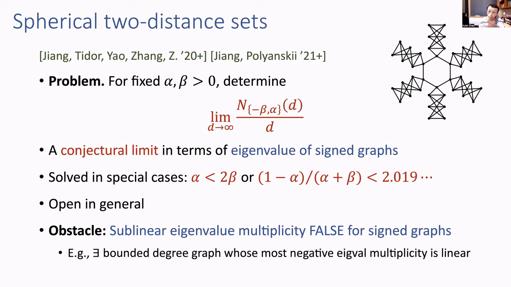As an example, here is a bounded degree graph. Okay, so I've drawn it with a 6-cycle, but you can replace 6 by any number. So take a large cycle and glue some gadgets. This is a bounded degree graph whose most negative eigenvalue multiplicity is linear. If you put a -1 on every edge, then it becomes a signed graph whose top eigenvalue has linear multiplicity. And that's a major obstacle to our method. So we do not know how to get around that.